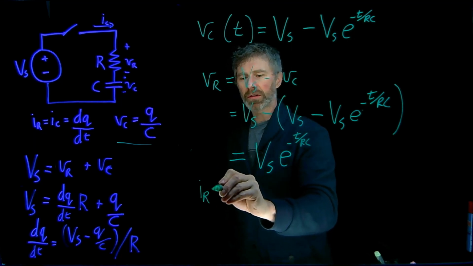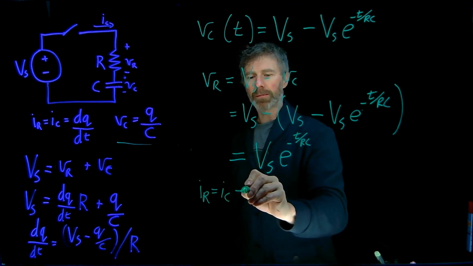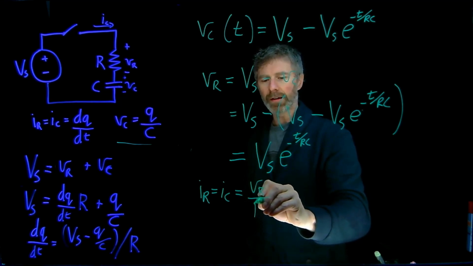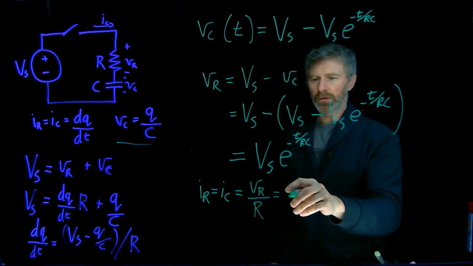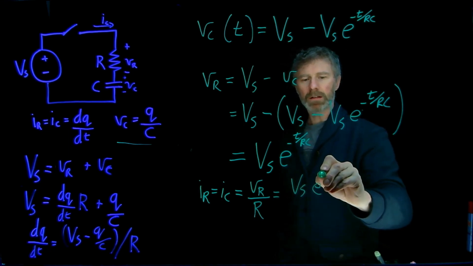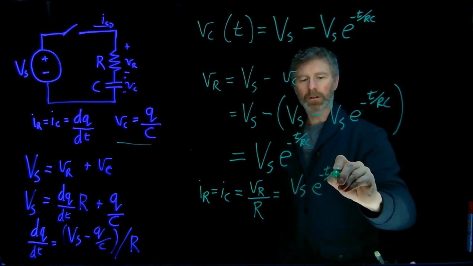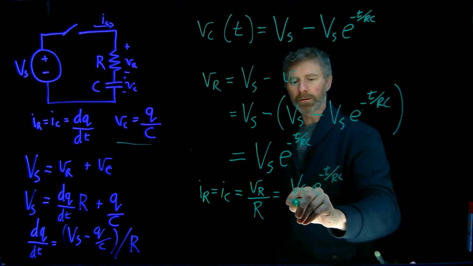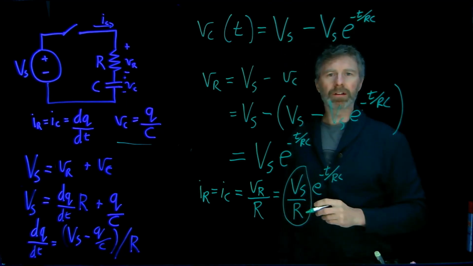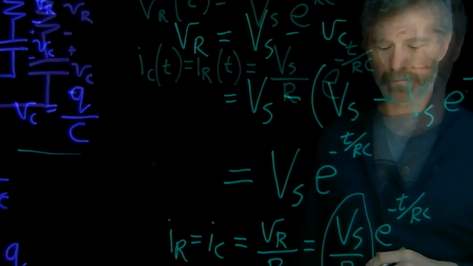And finally, the current. The current through the resistor is the same as the current through the capacitor, which will be the voltage across the resistor divided by R. So I would get Vs e to the negative t over RC over R. And then that will just be the current at the initial closing of the switch.